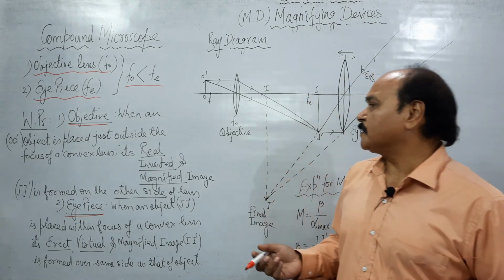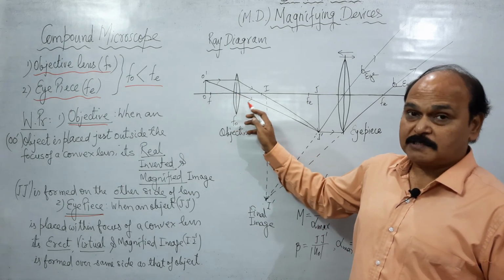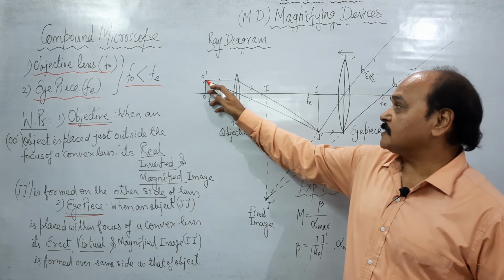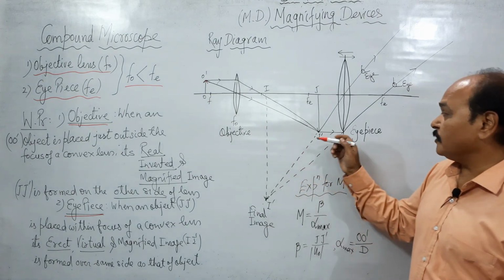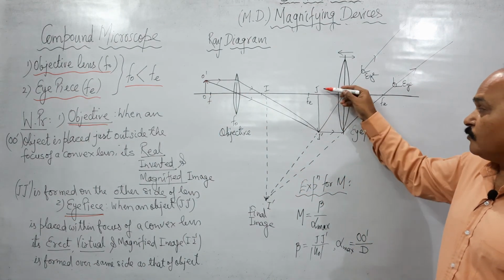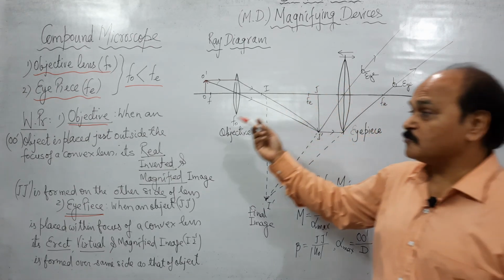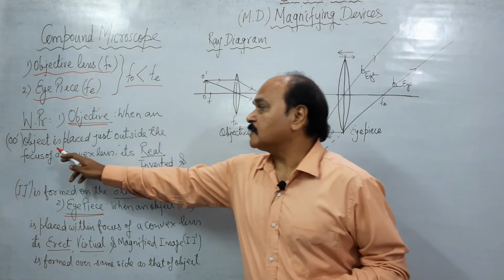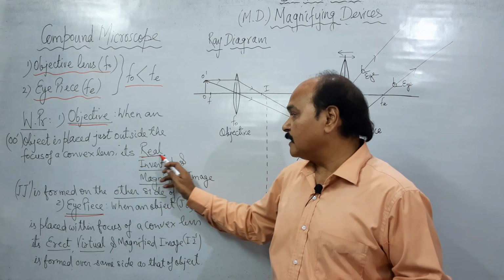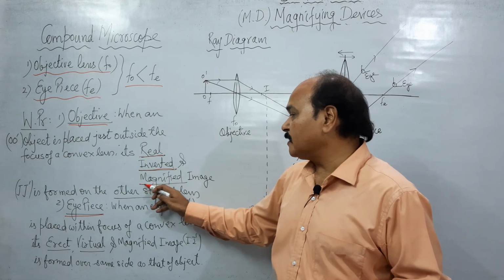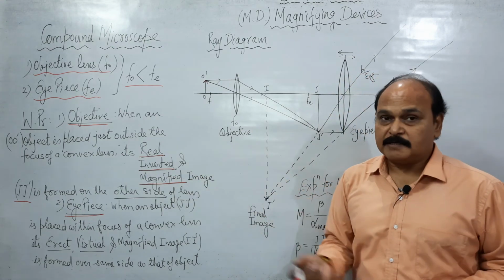So what is the working principle for the objective? See, this is the objective lens. When an object is placed just outside the focus of a simple convex lens, its real, inverted and magnified image is formed on the other side. That is what is written here. When an object O dash is placed just outside the focus of a convex lens, its real, inverted and magnified image JJ dash is formed on the other side.